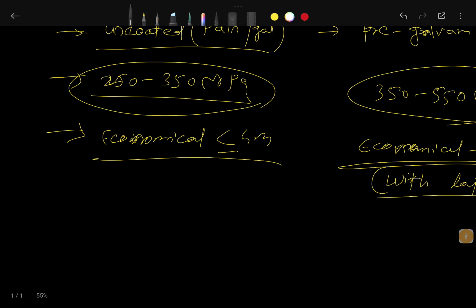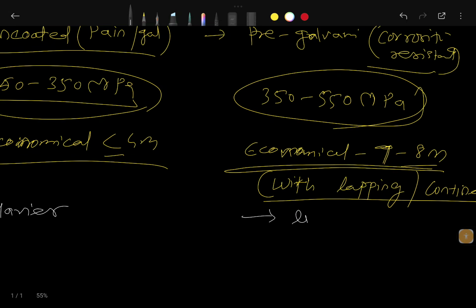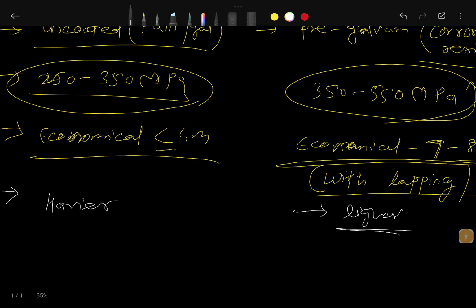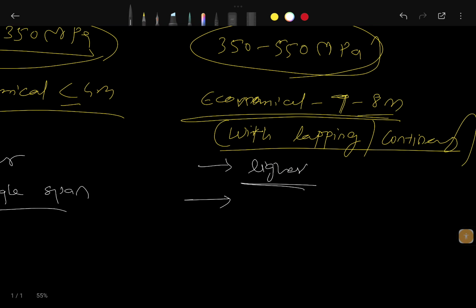This hot roll member has higher weight, heavy section, and this cold form member has light section available because the thickness is very low. In this we provide lateral support with single span, and in cold form member we use lateral support with sag rods or ties.